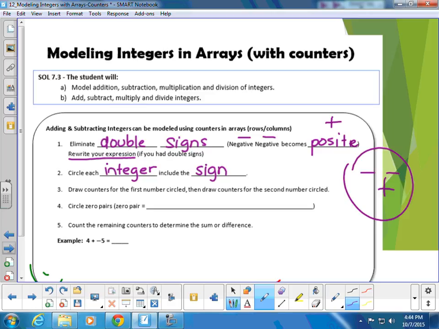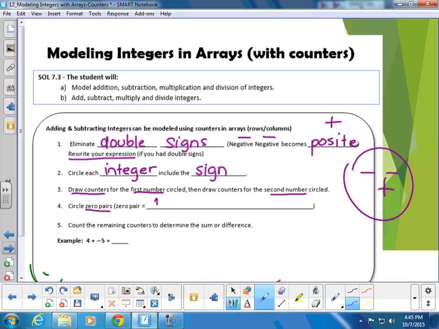Once we've done that, we will draw counters for the first number and then draw the counters for the second number circled. And when we draw those counters, you want to try to keep them lined up. I like to use rows to make it a little bit easier on us when we're solving for zero pairs. I just talked about what a zero pair is.